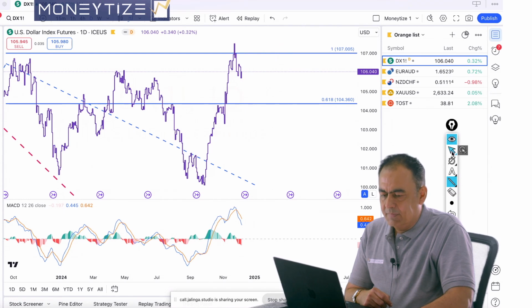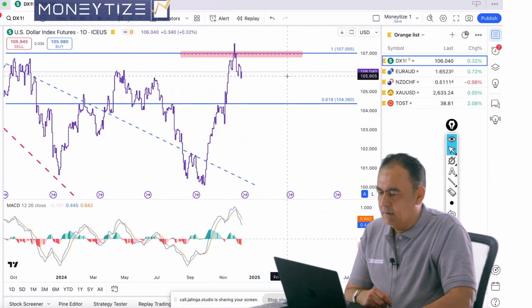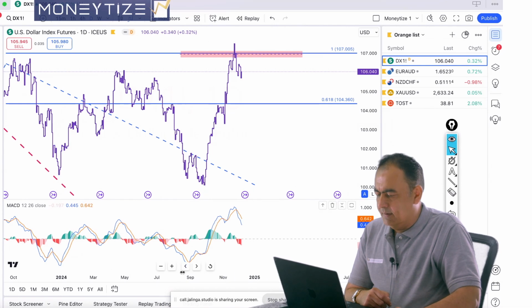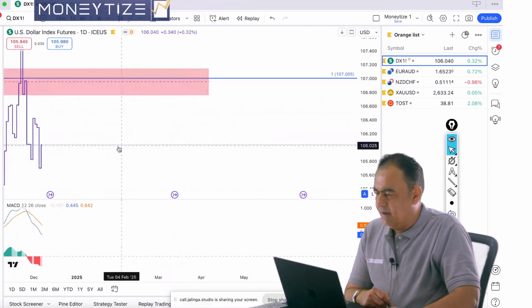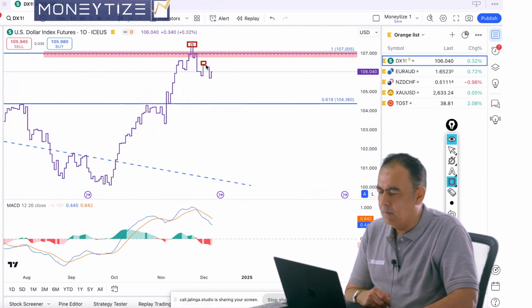So currently the dollar index got rejected at the fib extension 100%, price level of 107.005, and after that I can see that it's creating a sequence of lower lows and lower highs.